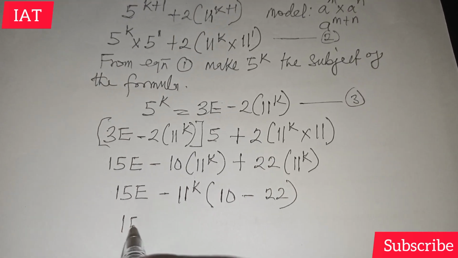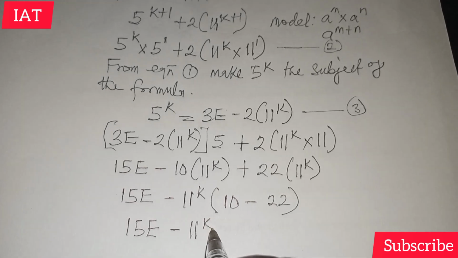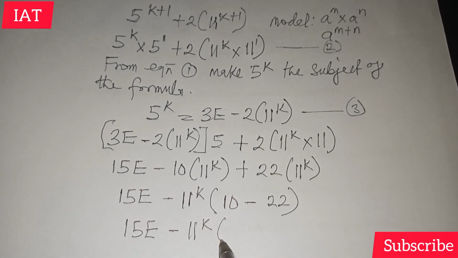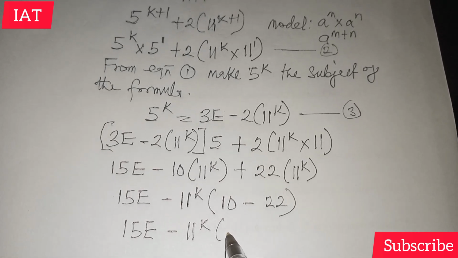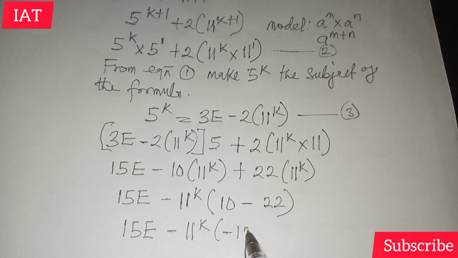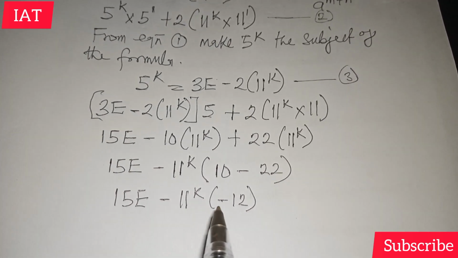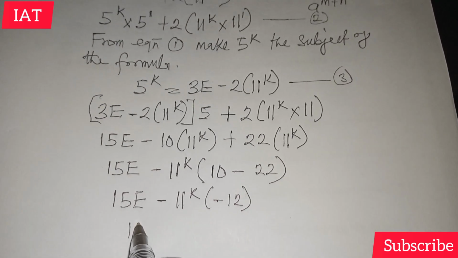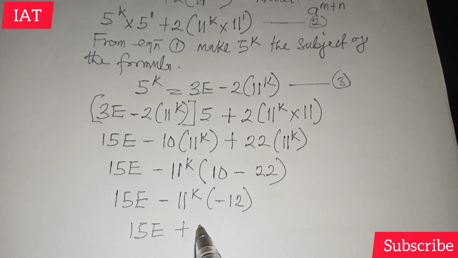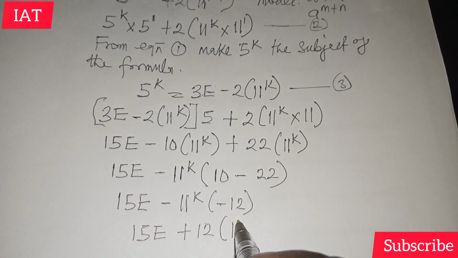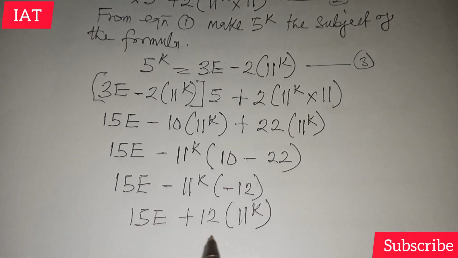So you have 15e minus 11 to the power of k. And then if you subtract this, 10 minus 22, what will be the answer? That will be minus 12. Alright. So if you decide to use this minus 12 to clear the bracket, then you'll be having 15e plus 12 into 11 to the power of k. So that's where the equation will end.